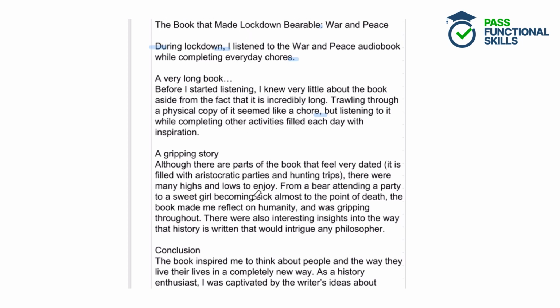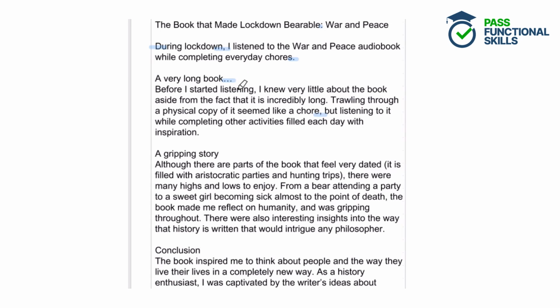That is what the article is about. And then a bit more detail, it tells us what that book is, War and Peace. We've also got an ellipsis that has been used here. A very long book, and the ellipsis builds some suspense for the reader.